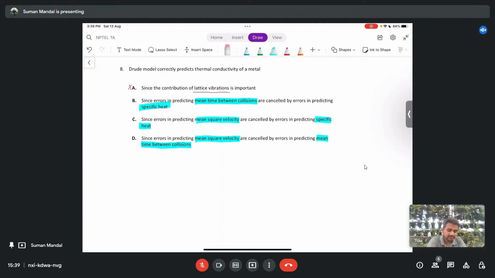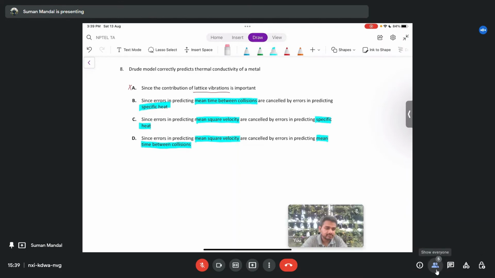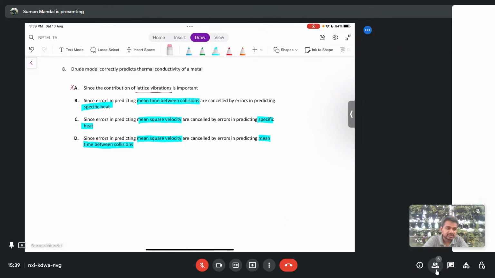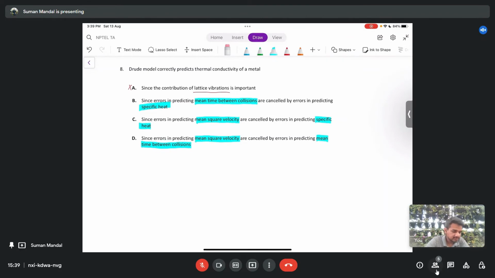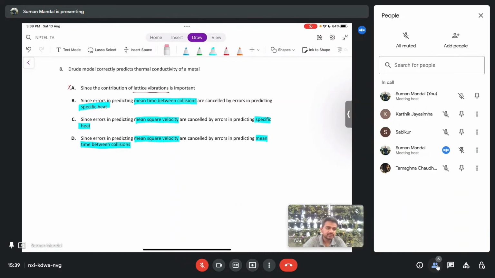Any answers, sir? C. Okay, somebody said C. Karthik, I think so. Yes. Mean square velocity and specific heat. Tamagna, Sakibur, which is Sabik, sorry.